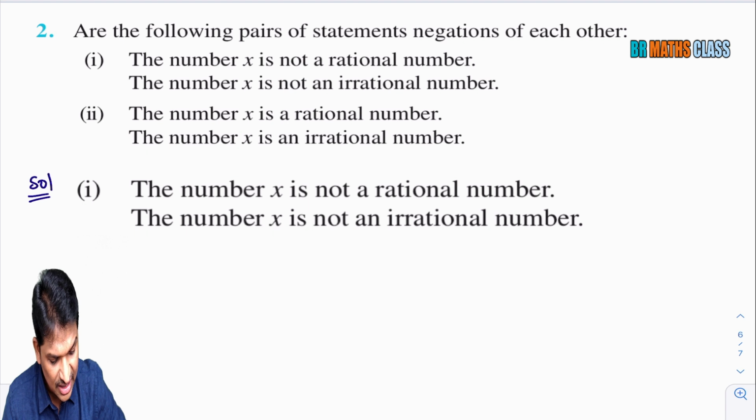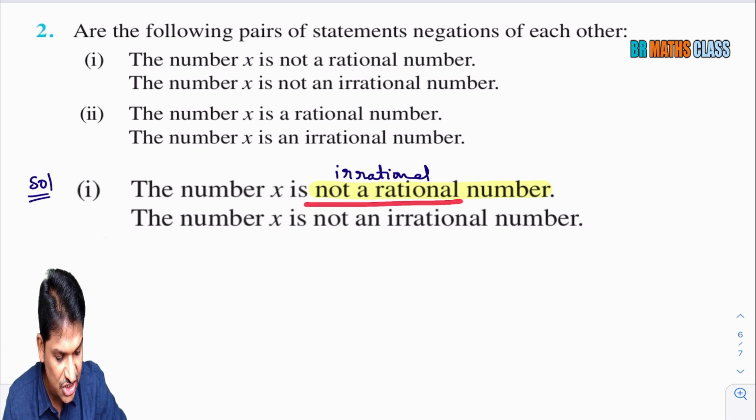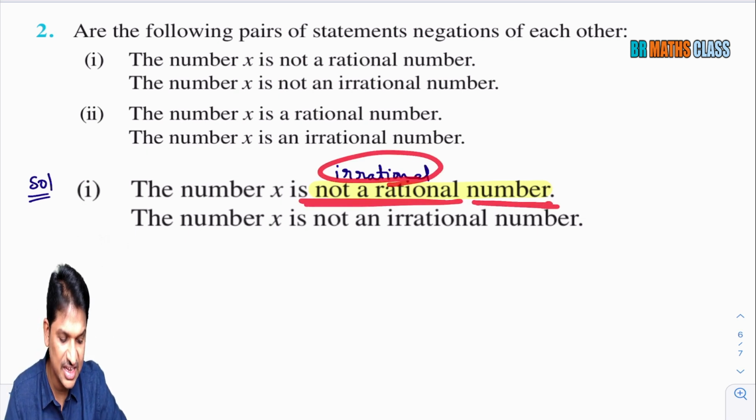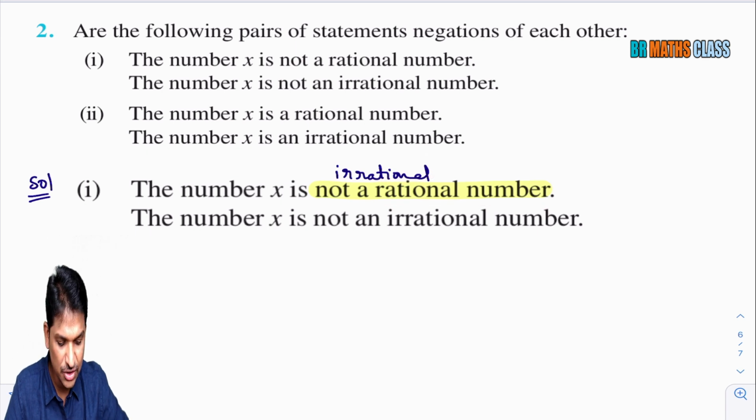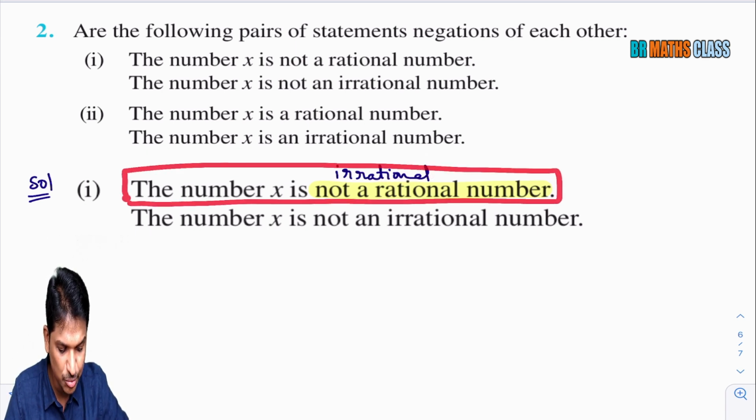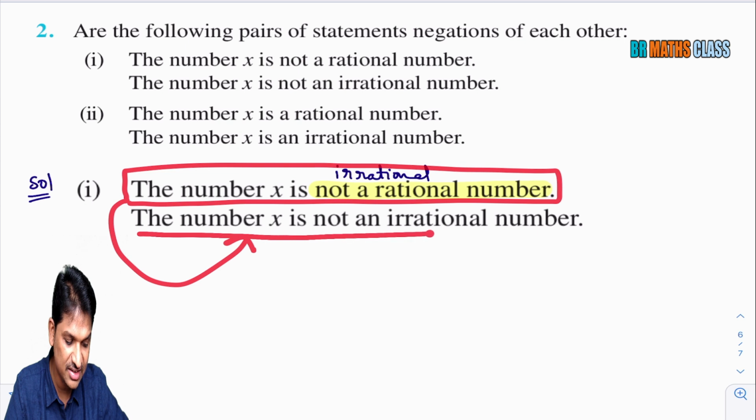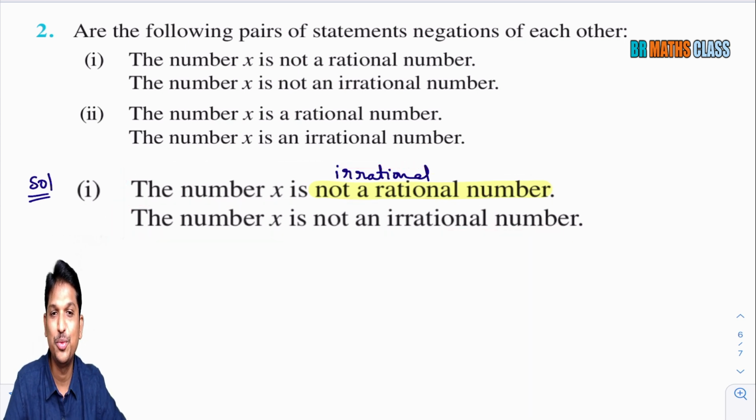Please try to understand. The number x is not rational, given. By removing that, I can write that the number x is irrational. Not rational means irrational. If you observe the first line carefully, they have given that the number x is irrational. What is the negation of that? Negation of that statement is the number x is not irrational, which is present in the second line. The number x is not irrational. I hope you got the point. They are just trying to confuse you. They gave not rational. Not rational means irrational only. What is the first line?